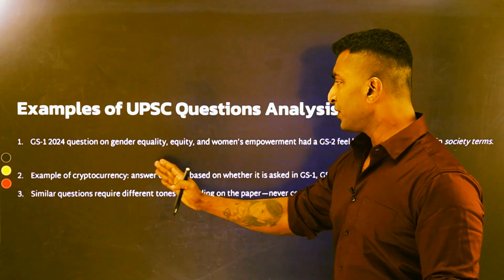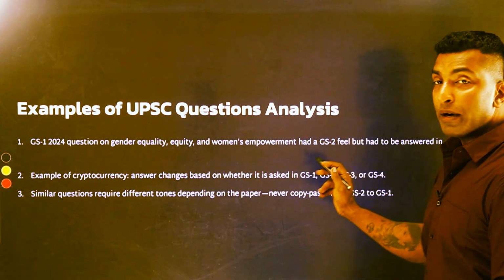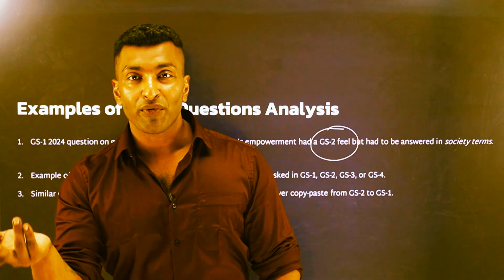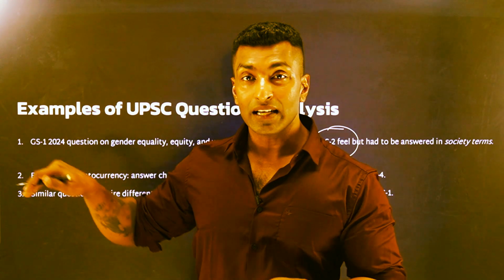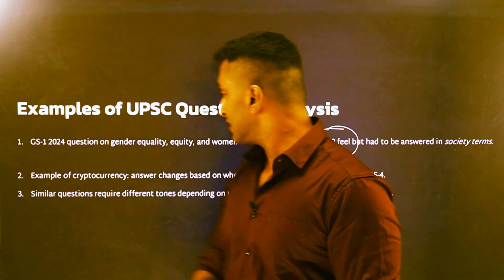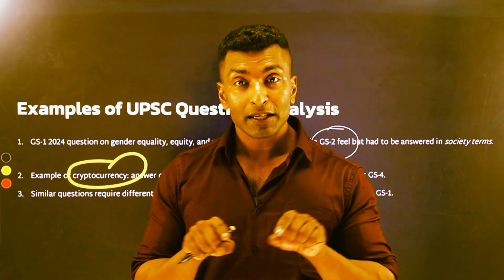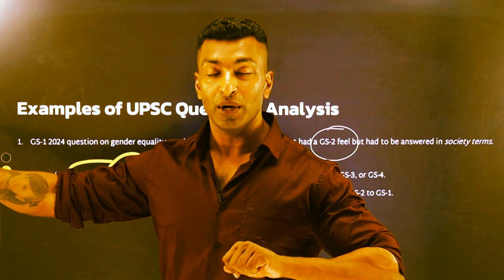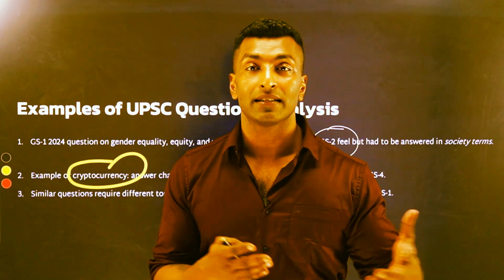Now, as an example, in 2024 there was a question on gender equality, equity and women empowerment. It had a GS2 feel, but when you answer in GS paper 1, it needs to be taken in the Indian society standard, right? If it is asked in GS paper 2, you should answer in that way. It can be asked in paper 3 also. For example, cryptocurrency can be asked in paper 1, paper 2, paper 3, paper 4, essay, interview also. In paper 1, they can ask about the societal impact and other things.